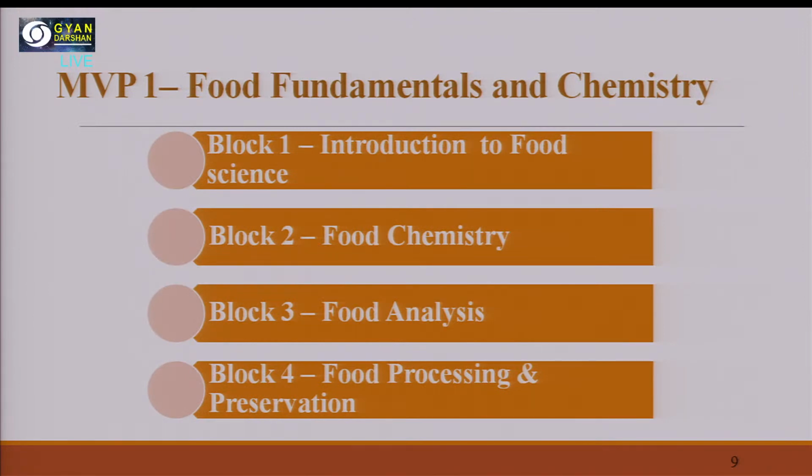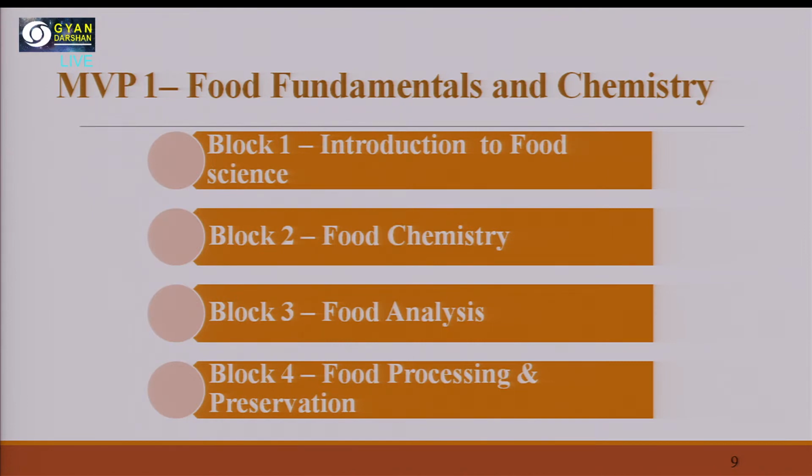The first course is about food fundamentals and chemistry. MBP1 is the course code. Please note the course code. You have to mention it in your exam paper, and also in your assignments. You should know the course codes for all of your courses. The first one is MBP1. So you will learn about the fundamentals of food science and chemistry.